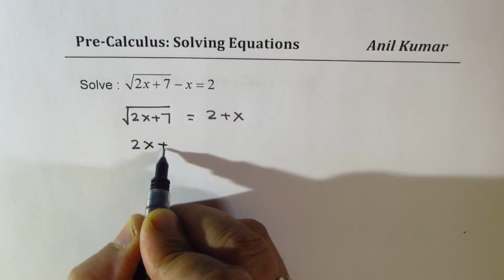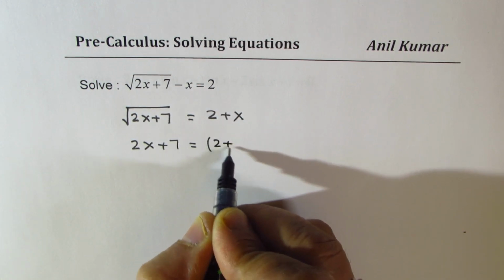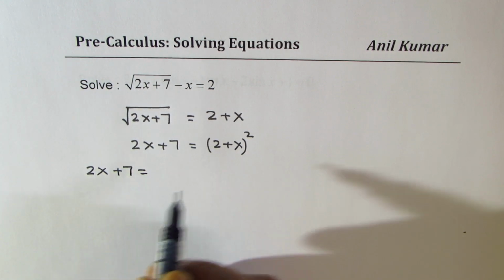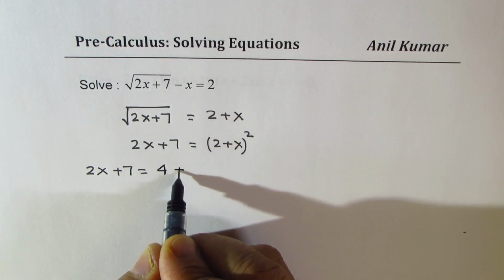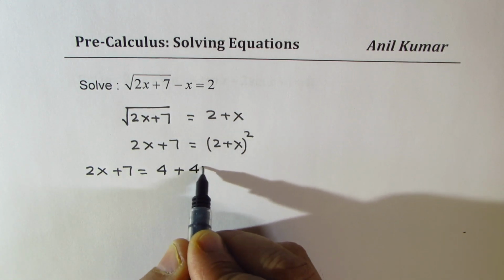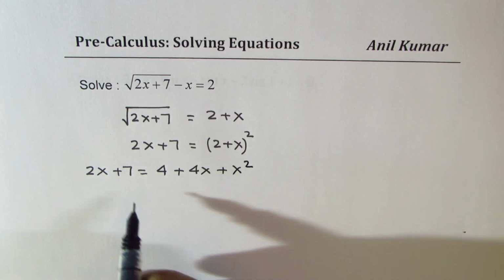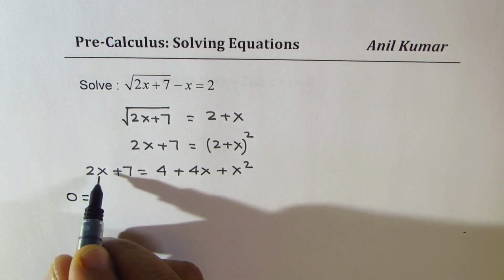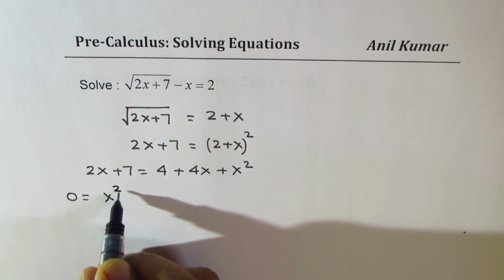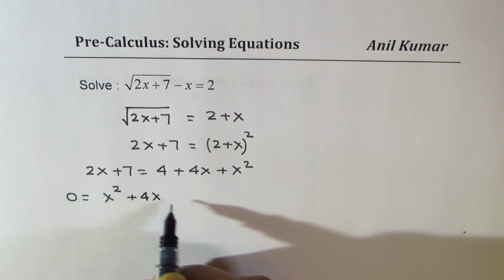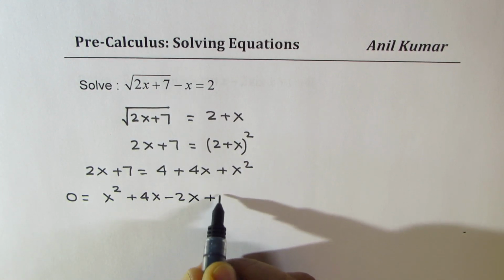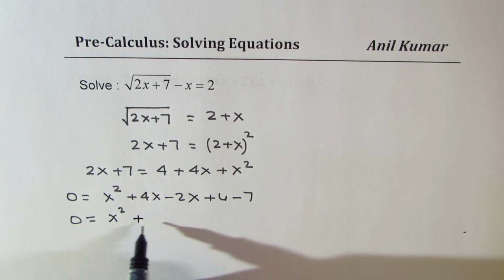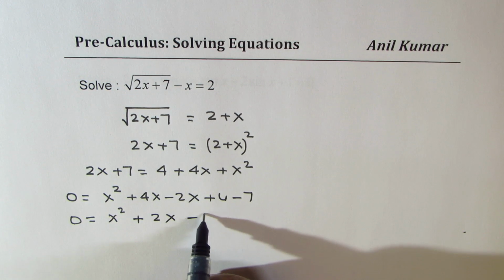So we get 2x plus 7 equals (2 plus x) squared. So that gives you 2x plus 7 equal to, let's expand it, 4 plus 2 times 2x, that is 4x, plus x squared. Let's bring all the terms together. We have x squared on the right, so we'll keep 0 here. Take all these terms to the right: x squared plus 4x minus 2x plus 4 minus 7. So we get 0 equals x squared plus 2x minus 3.